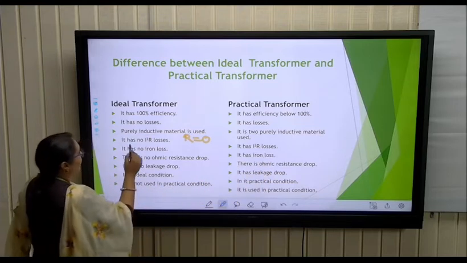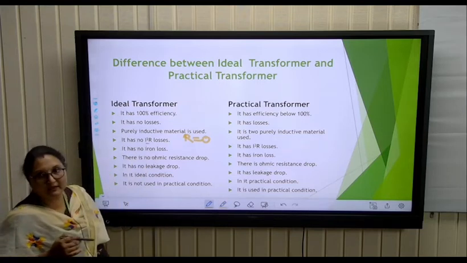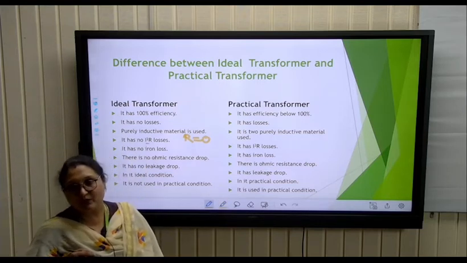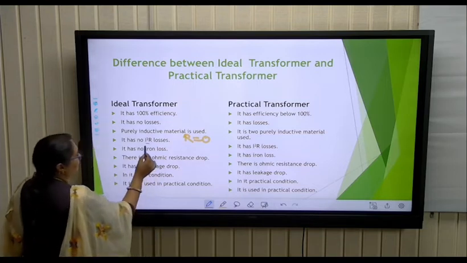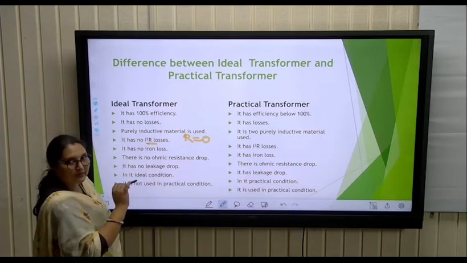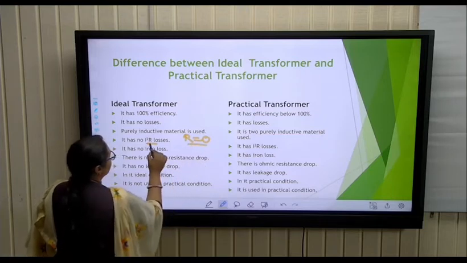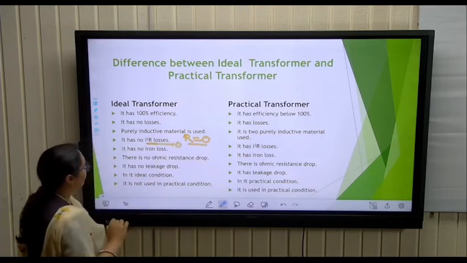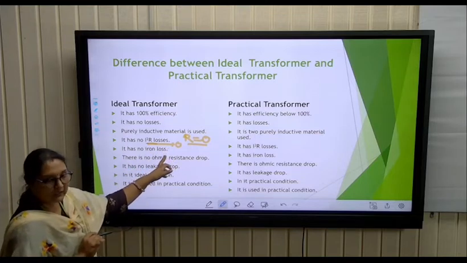So in the ideal transformer, there will be no losses. Later we will see the types of losses which occur in the transformer. But here, just understand that there will be no I square R losses. This is called the copper loss, because of the resistance of the winding, and as I have mentioned, R is 0, so this will lead to 0 losses. Then there will be no iron losses. I square R loss is your ohmic loss.